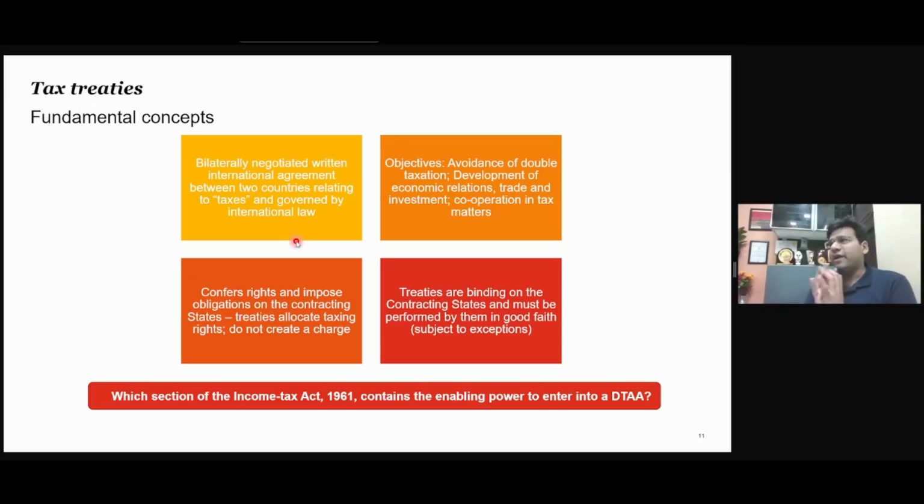And usually it has been held from time to time by the apex court that these are just like commercial contracts, and they should always be followed in good faith, and usually not given too much technical interpretation. Rather, they must be proceeded on the basis of good faith and in the spirit of the objective, that is to avoid double taxation and development of economic relations. So we all must be knowing the power to enter into tax treaty and interplay with the domestic tax law comes with which section of the Income Tax Act. So it is section 90 of the Income Tax Act 1961, which gives the enabling power to the government to enter into the tax treaty.